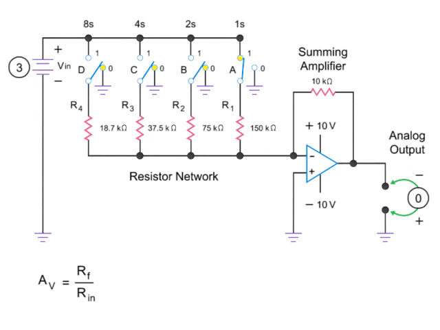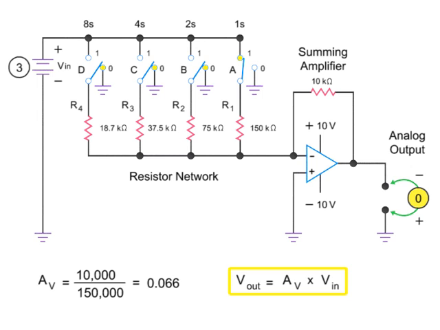Let's look at what happens when switch A is set to logic position 1 or closed. This results in an input resistance to the amplifier of 150 kiloohms. Inserting the values into the equation, the gain equals 10 kiloohms divided by 150 kiloohms, or 0.066.